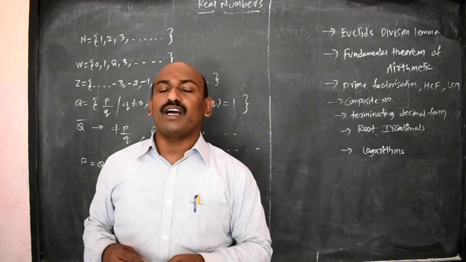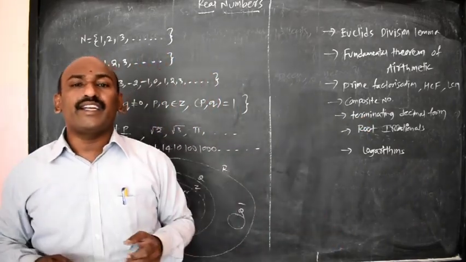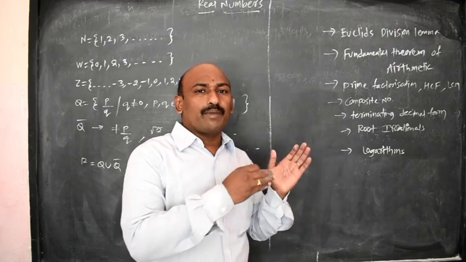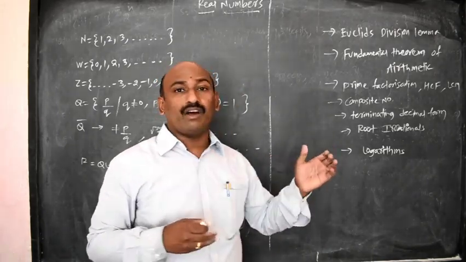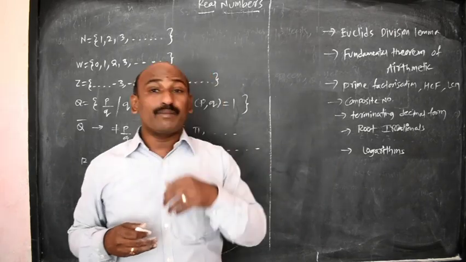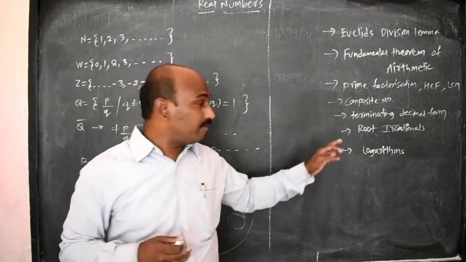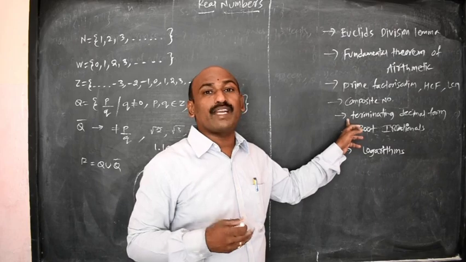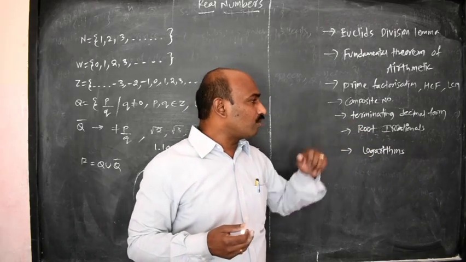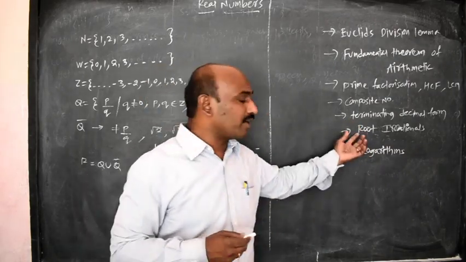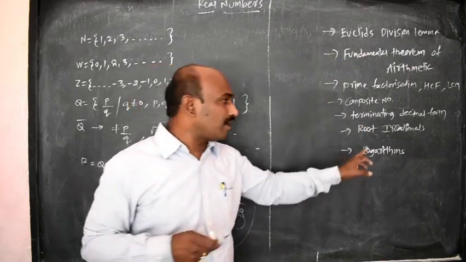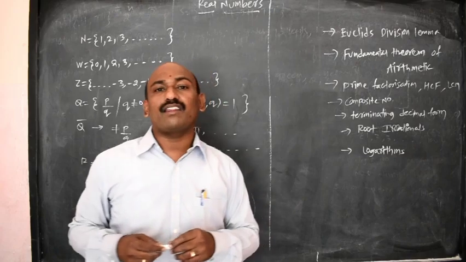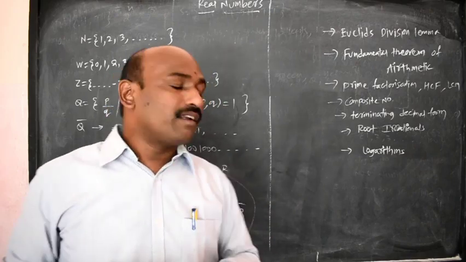Terminating decimal form we already studied. Terminating decimal form means converting p by q into decimal form, and decimal into p by q. And if non-terminating recurring, we can again convert it into p by q, based on periodicity. And root irrational problems are very important; from this one or this one there is a chance to get 4 marks: Euclid's division lemma or root irrationals. And the last concept is logarithms.